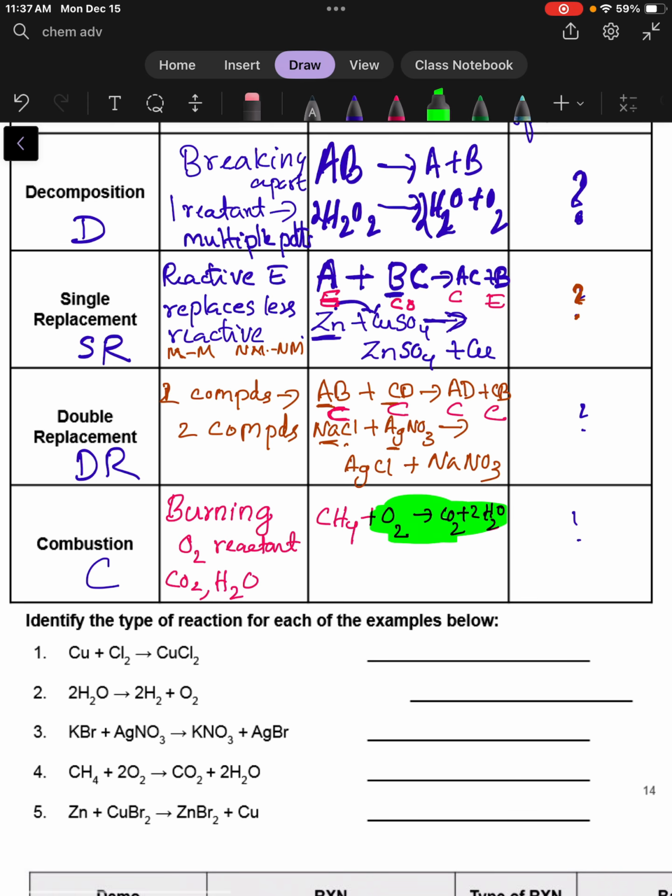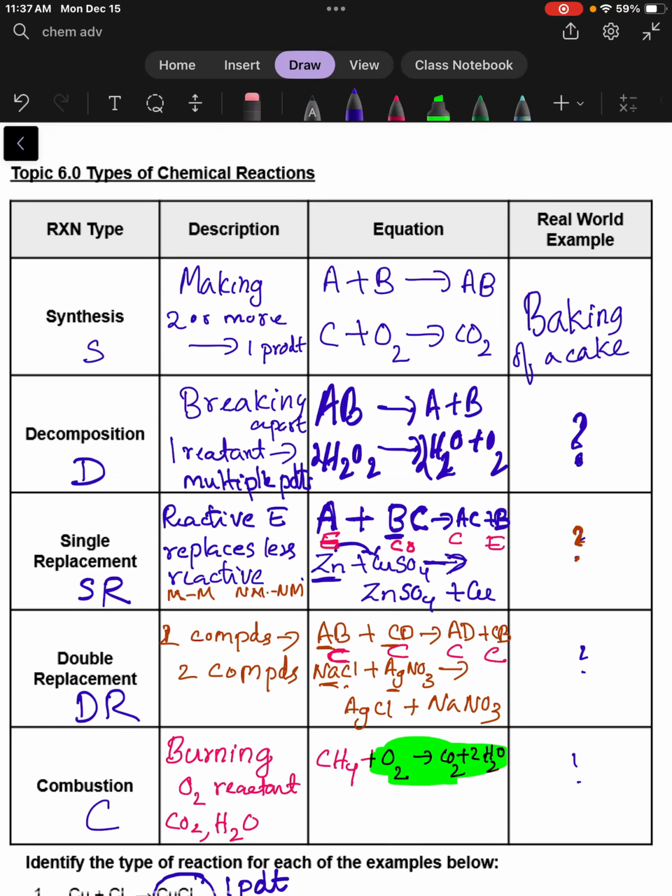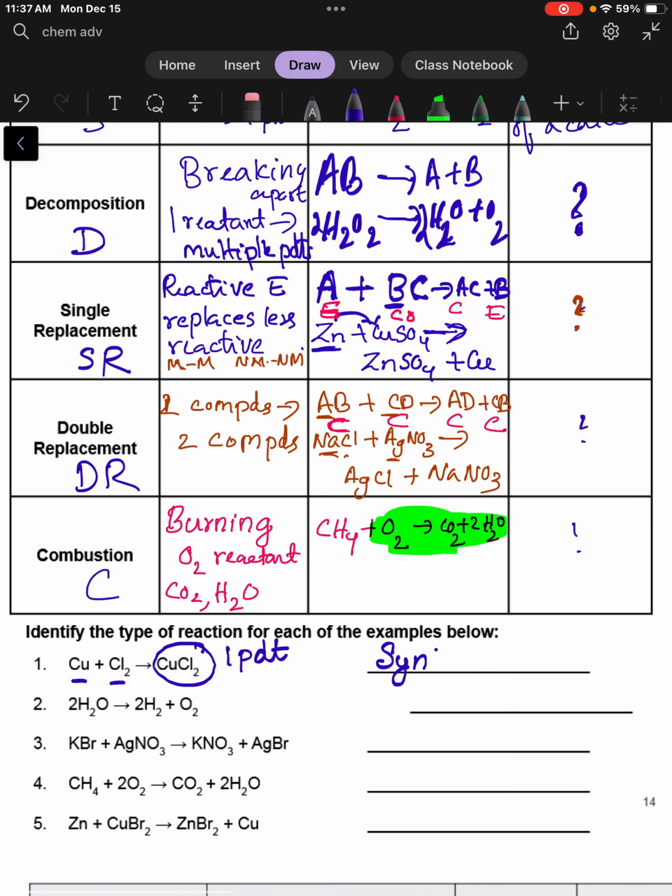Now let's go practice and identify. Here you are seeing only one product. If you are seeing only one product starting with multiple reactants, that is the first one, which is called synthesis, abbreviated by S. Next one, it's the opposite. You can see there is only one reactant but multiple products, which is the breaking down, which is called decomposition. You don't need to write the whole thing. You can just write D.